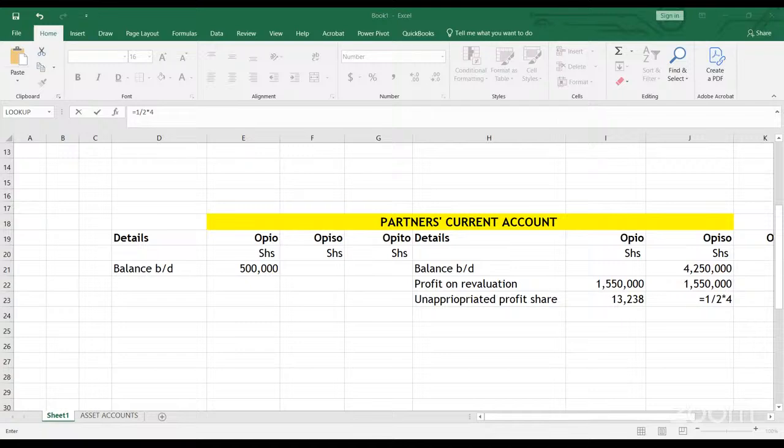264. 26,476 point 0.5, giving us that. So that is the unappropriated profit share. So we have entered that also. Then what else do we have?